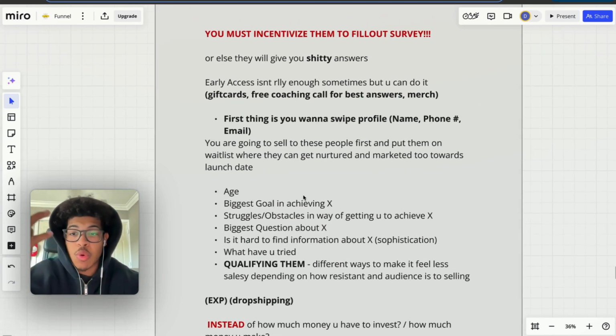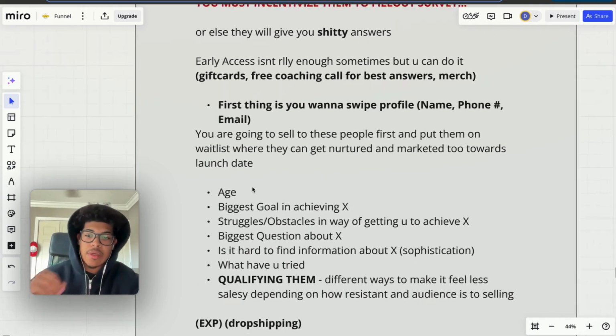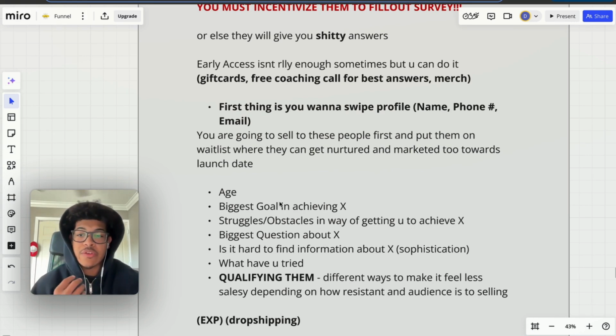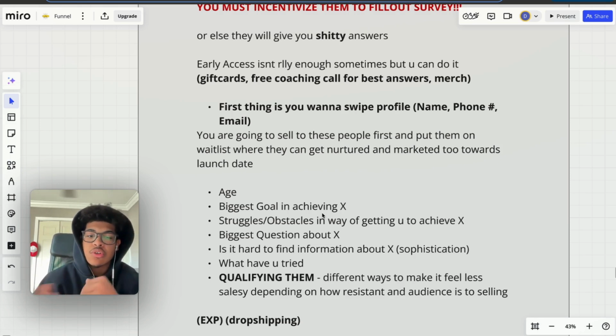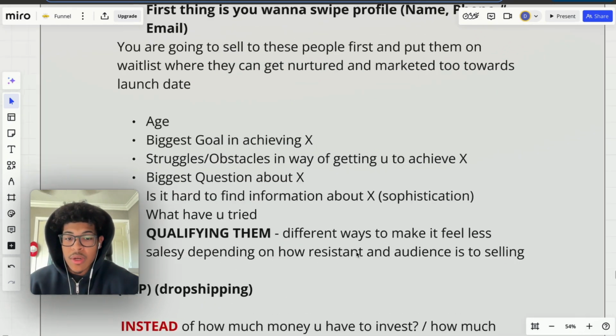And your questions in the Typeform or the survey or the Google Form are going to be stuff like, yo, what's your age? How old are you? What is your biggest goal in achieving X, right? For this example, let's say drop shipping. What's your biggest goal in achieving drop shipping? What's your revenue goal? What struggles or obstacles are in the way from you achieving this with drop shipping? What's your biggest question about drop shipping? Is it hard to find information about drop shipping? No, it's probably not, because this is a more sophisticated market, since everybody has done drop shipping, so you want to be more complex with it. But this is just an example. What have you tried, right?